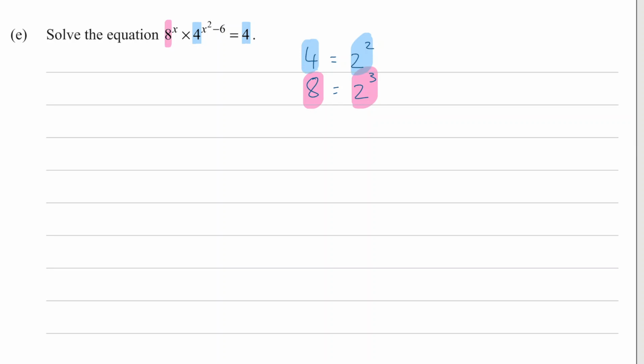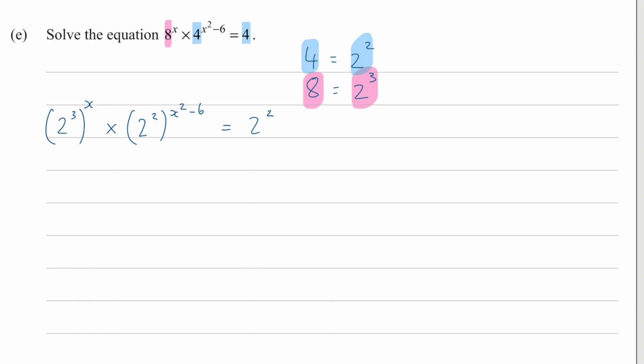So let's do that now. We'll rewrite this exponential equation in terms of our common base. So instead of 8 to the power of x, we have 2 to the power of 3. So that's our 8, and that's still to the power of x, times, instead of 4, we'll have 2 to the power of 2, and it will have the same power, of course, x squared minus 6, equals, instead of 4, we'll have 2 squared. Like so. Now we're in business. We have an exponential equation, but all of the bases of the terms are the same.